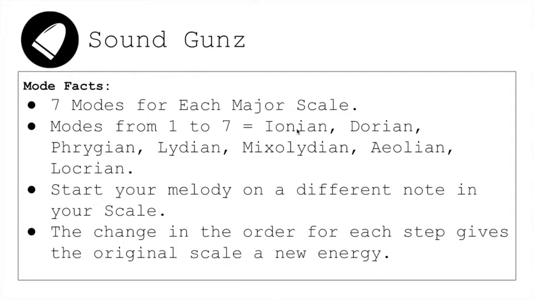You have the Ionian mode, the Dorian mode, the Phrygian mode, the Lydian mode, Mixolydian mode, Aeolian mode, and Locrian mode. Now, each mode starts on a different note for each major scale.